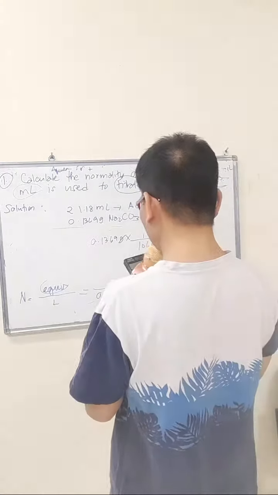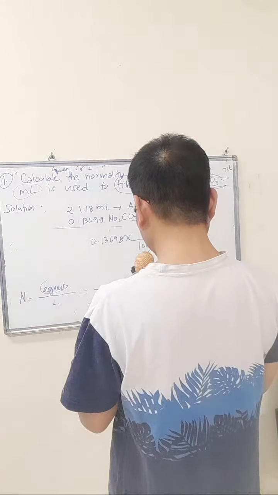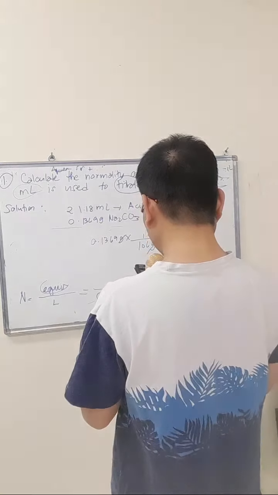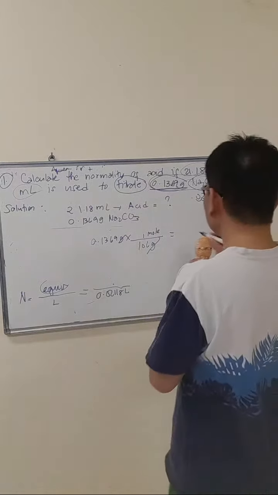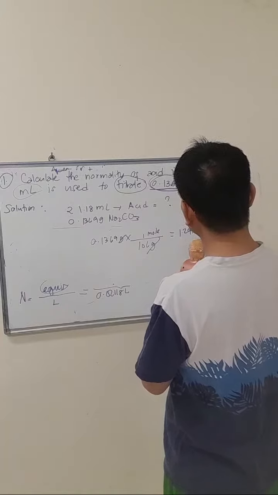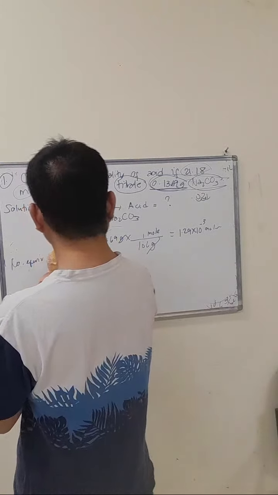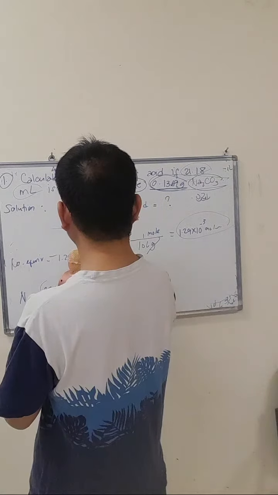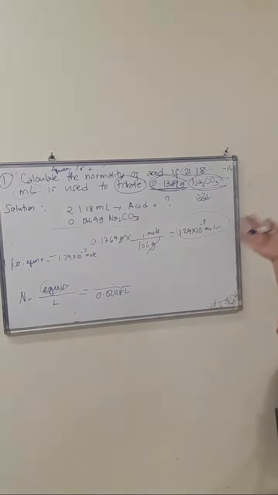Okay? In a way, we are after the correct answer, right? So 0.1369 divided by 106 is equal to 1.29 times 10 to the negative 3 moles. So the number of equivalents is equal to the number of moles, 1.29 times 10 to the negative 3 moles, times the n factor. The n factor is the number of replaceable OH or replaceable H.